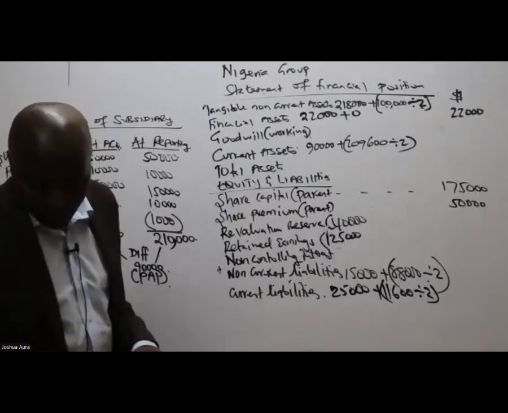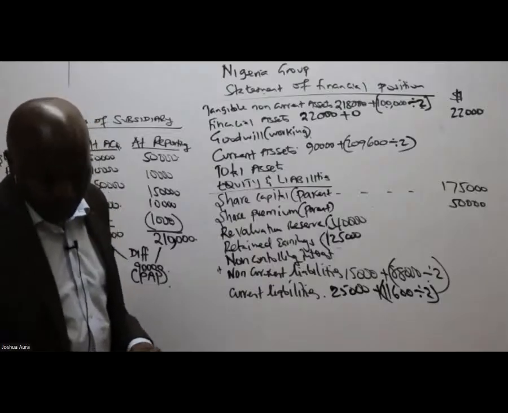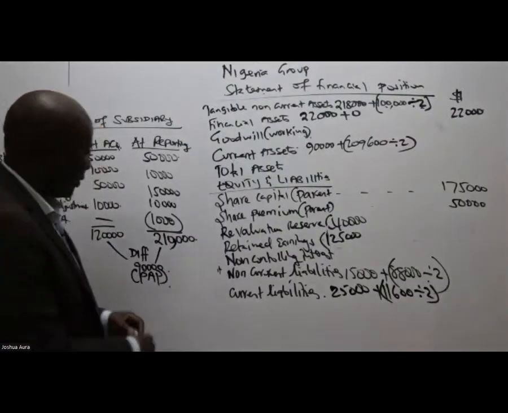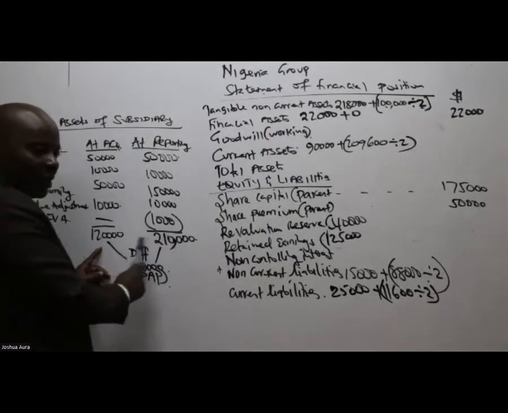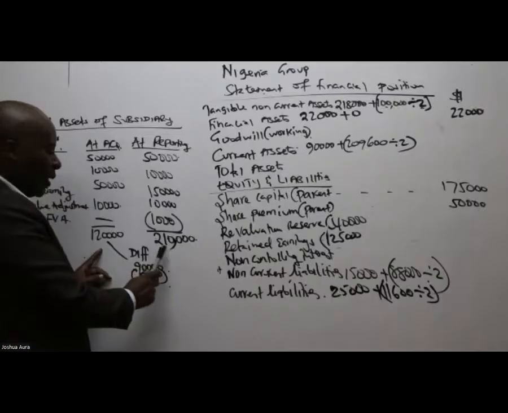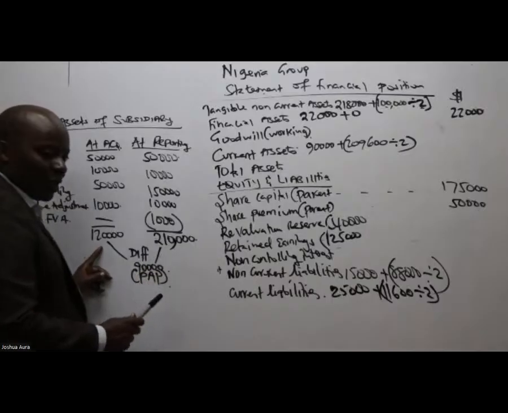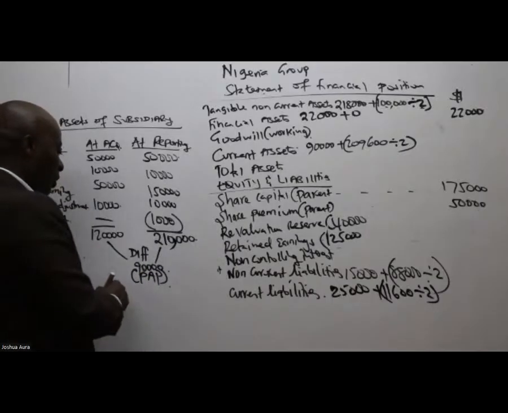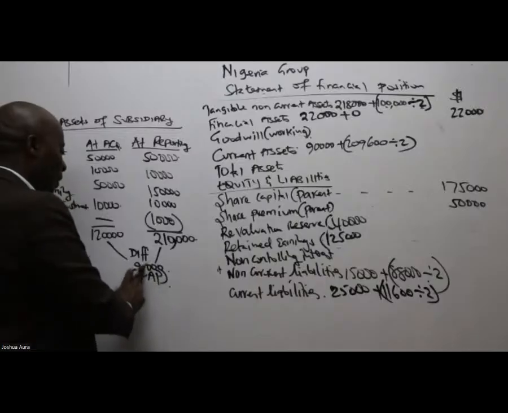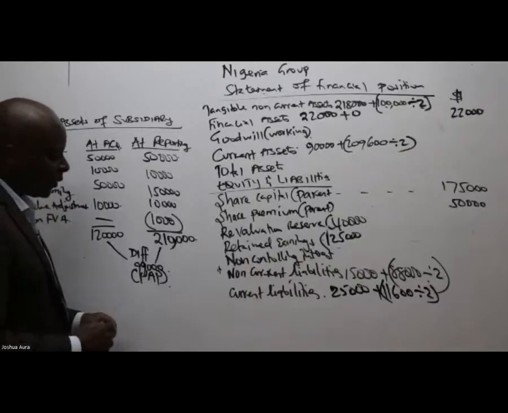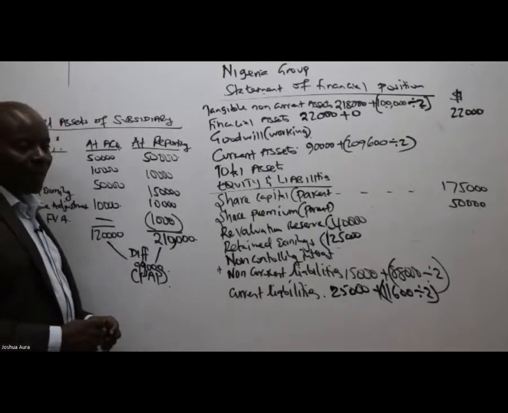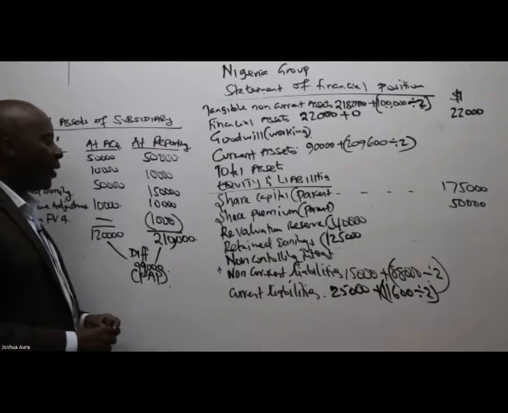The difference between this and this, 219,000 minus 120,000, is 99,000, isn't it? So this should be 99,000 like that. I really love this.